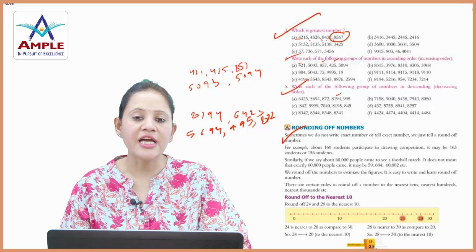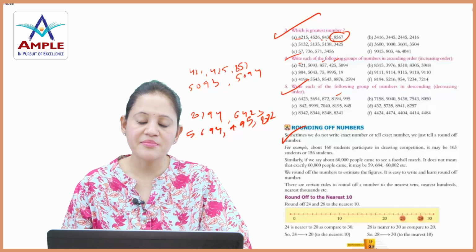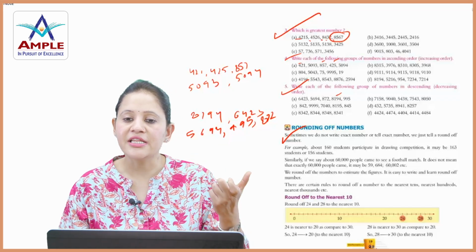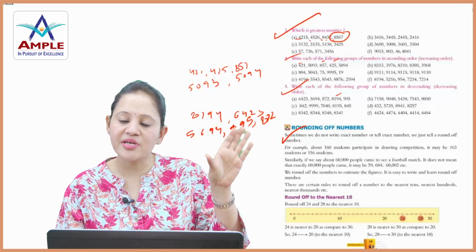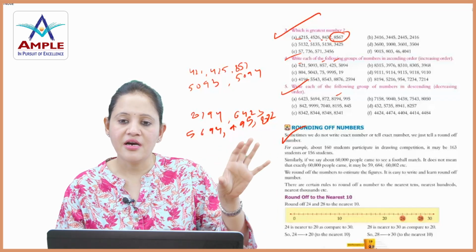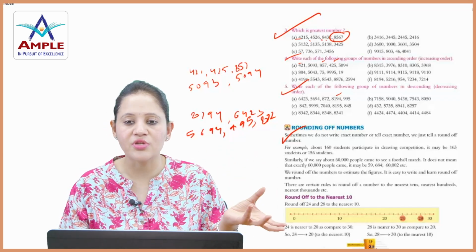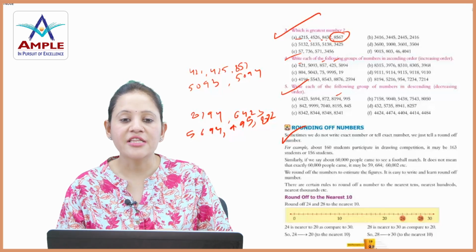Next, round off the number. Sometimes we do not write the exact number or tell the exact number. Sometimes what we will do? We don't tell the exact number. We just give an estimate idea that is near to that number. We just tell the round of number.